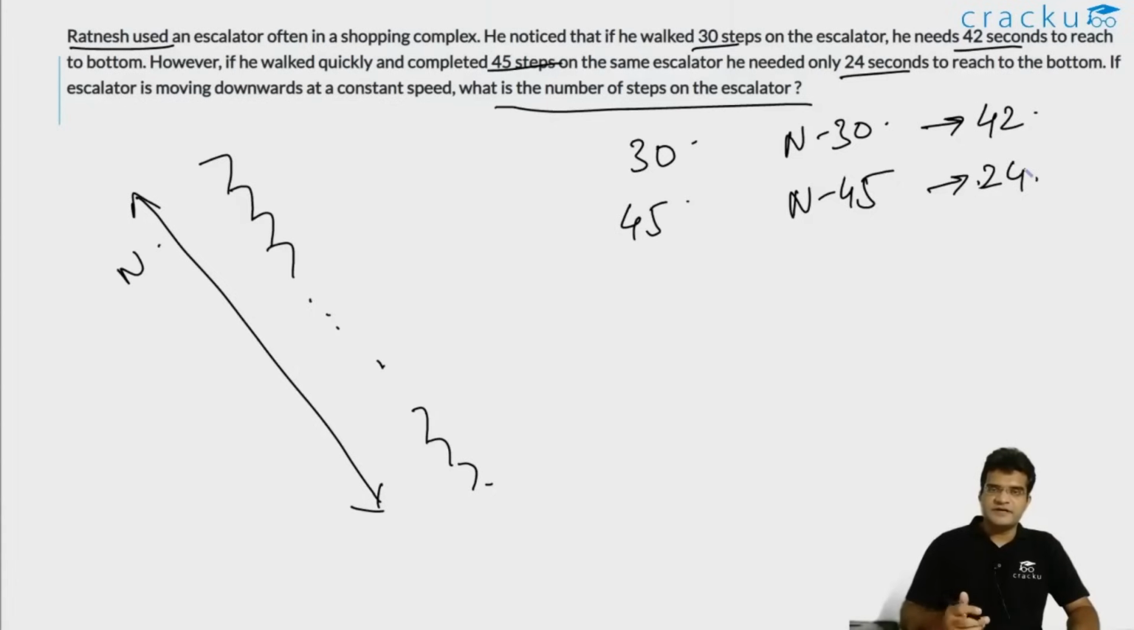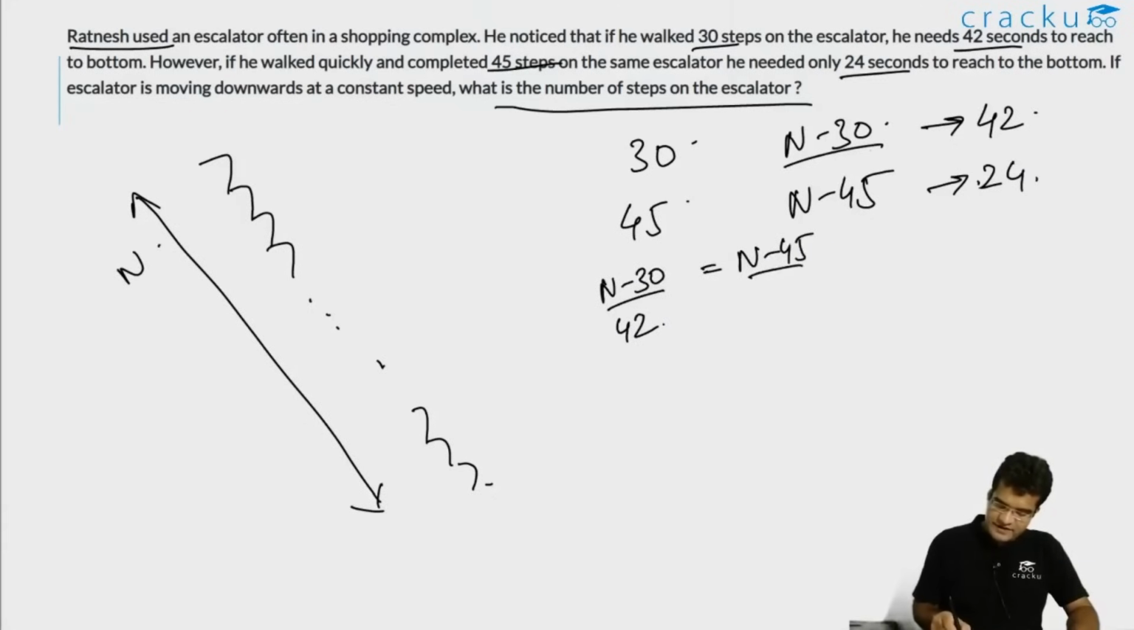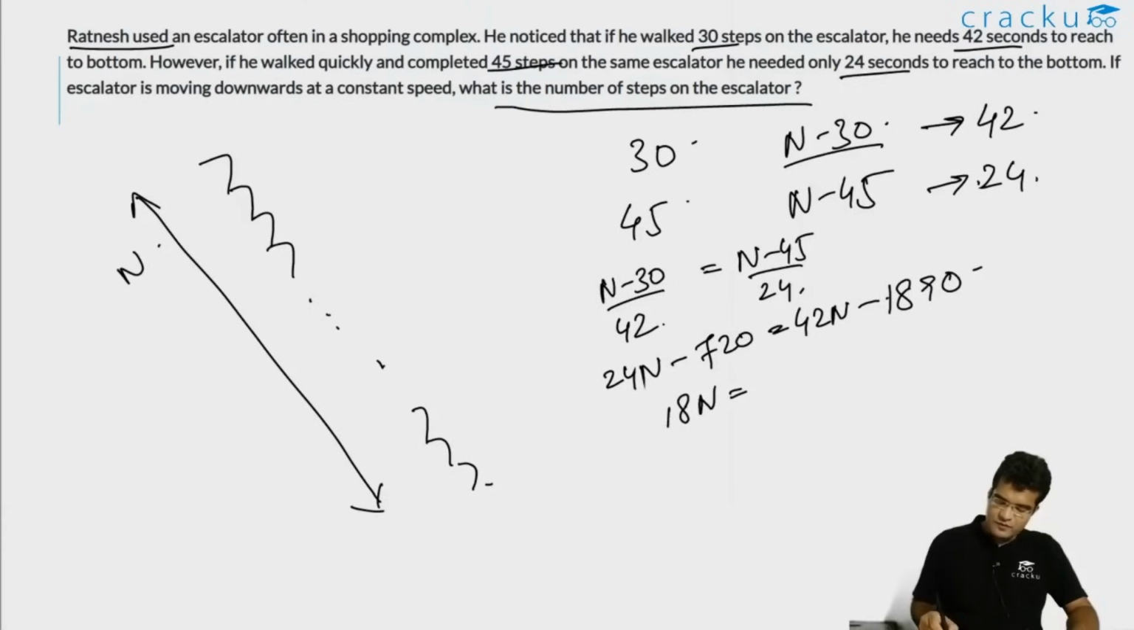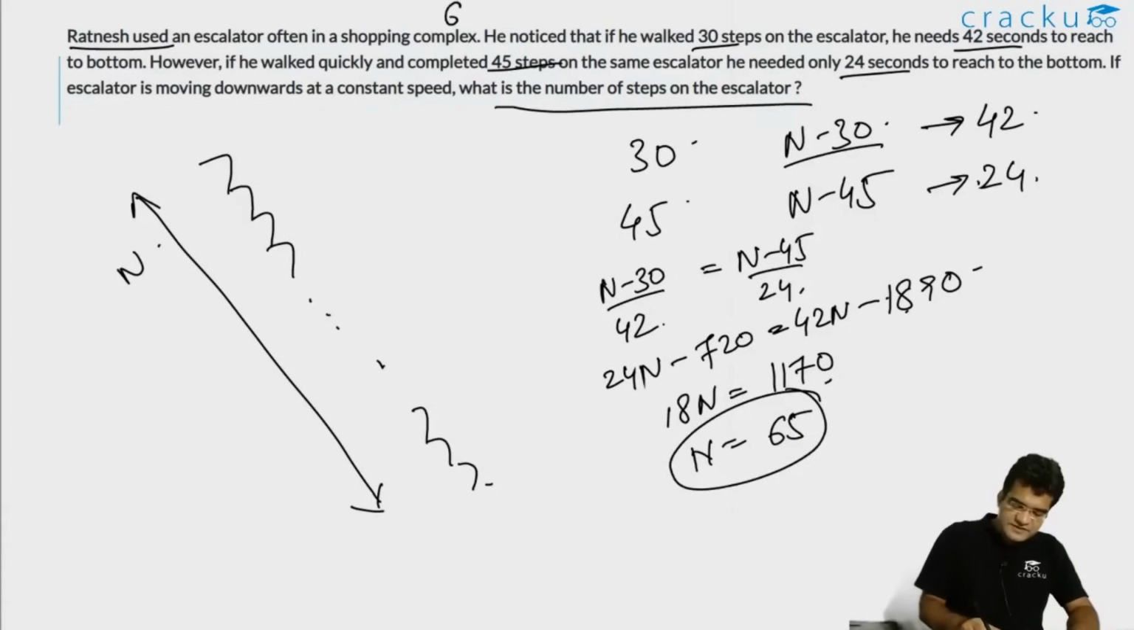Now what we should notice is that the number of steps that the escalator moves per second is constant. So n minus 30 divided by 42 should equal n minus 45 divided by 24. These two should be the same. This is basically the speed of the escalator. Now if you solve this, you are going to get 24n minus 720 is equal to 42n minus 45 into 42. 45 into 42 you can calculate using your calculator. It will be 1890. So if you simplify this, you are going to get 18n is equal to 1890 minus 720, which is 1170, or n will equal 1170 by 18, which is 65. So the total number of steps on the escalator is 65.